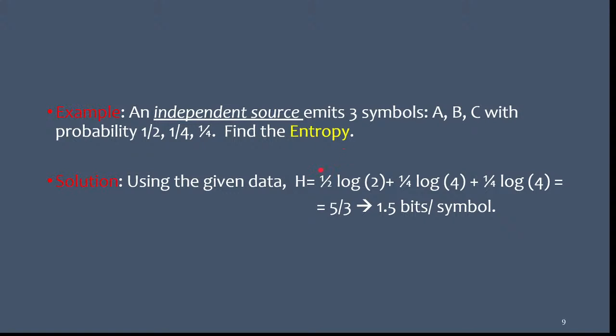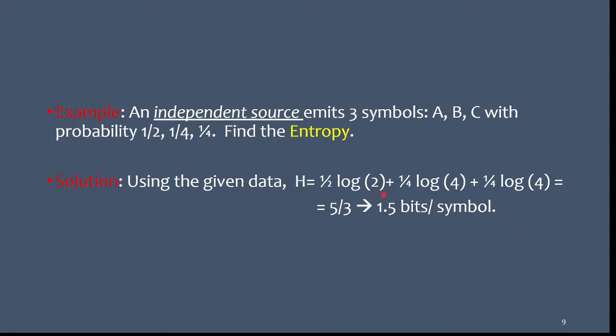Or we also know the simplified equation for entropy. Entropy is equal to summation pi log 1 by pi. So we do that here. For the first symbol A, pi is 1/2, log 1 by pi, so 1 by half, that is 2. Similarly, pi log 1 by pi for the second message. And similarly, for the third message, we have pi log 1 by pi.